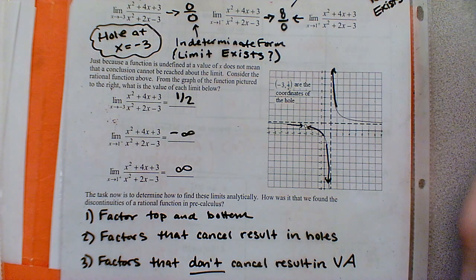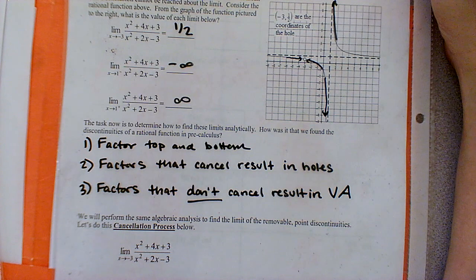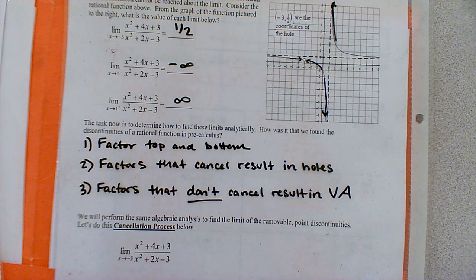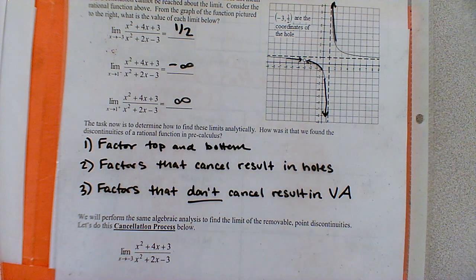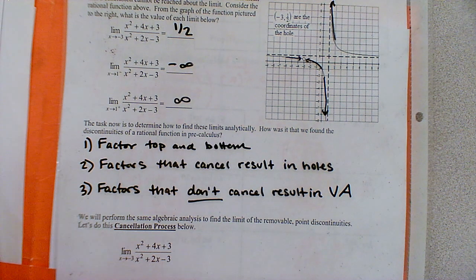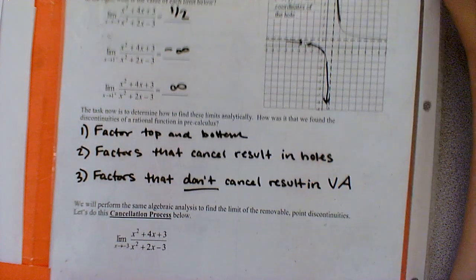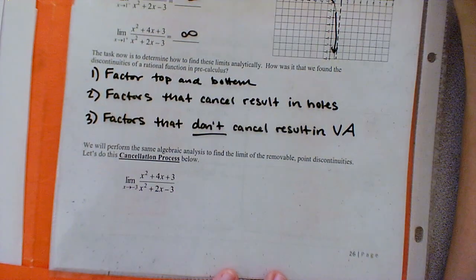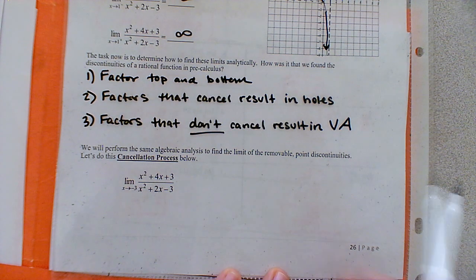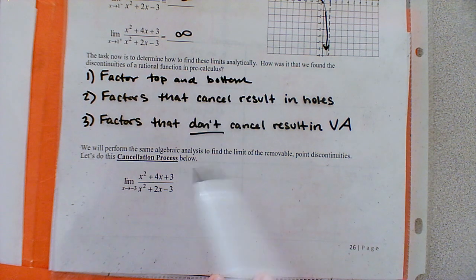So I know we're really familiar with holes and asymptotes. We did a lot of these in pre-calculus. So I wrote down some of the things that we did to help us figure out when is there a hole and when is there an asymptote. We're going to factor the top and bottom. And hopefully we already know that the factors that cancel result in holes, and the factors that don't cancel result in those vertical asymptotes. So we're going to try to prove that again using this equation, the same one as the graph given at the top of the page.